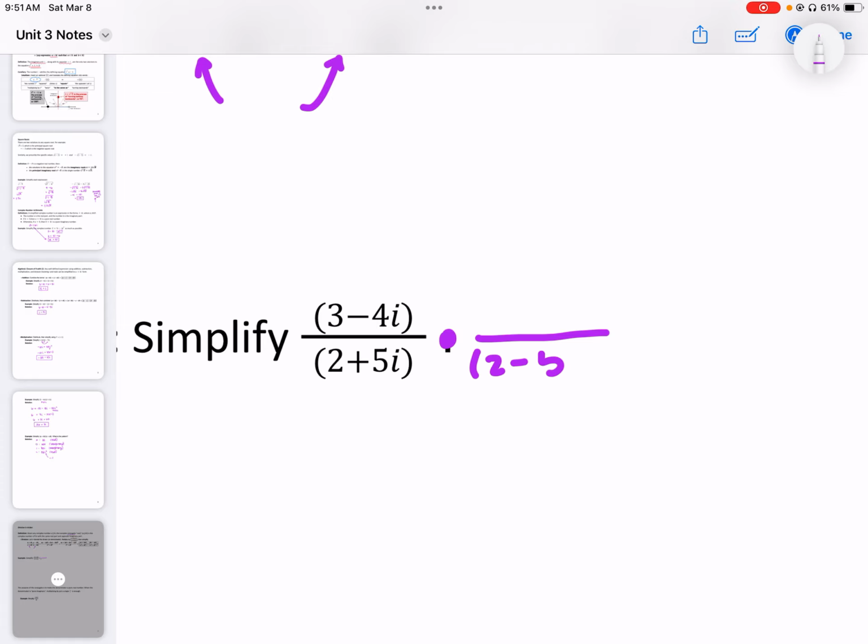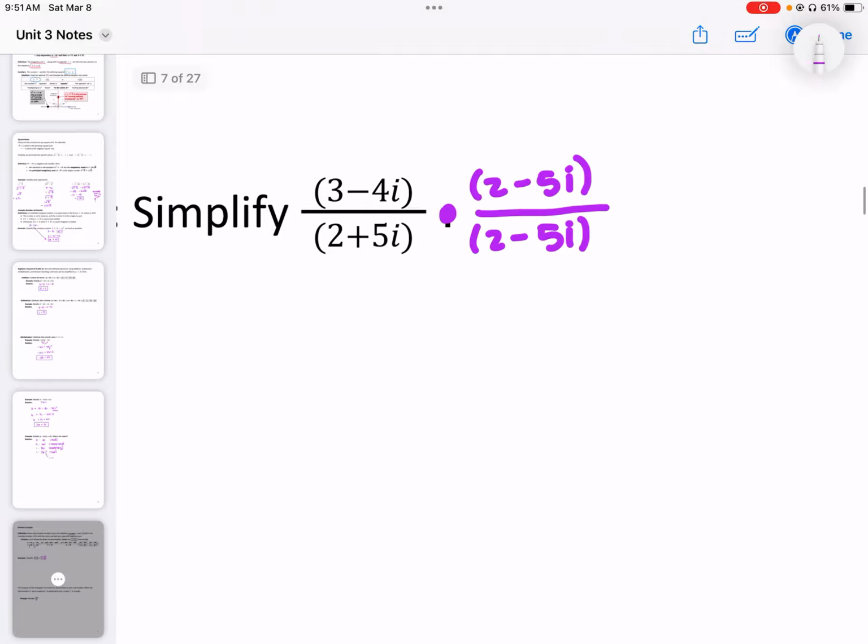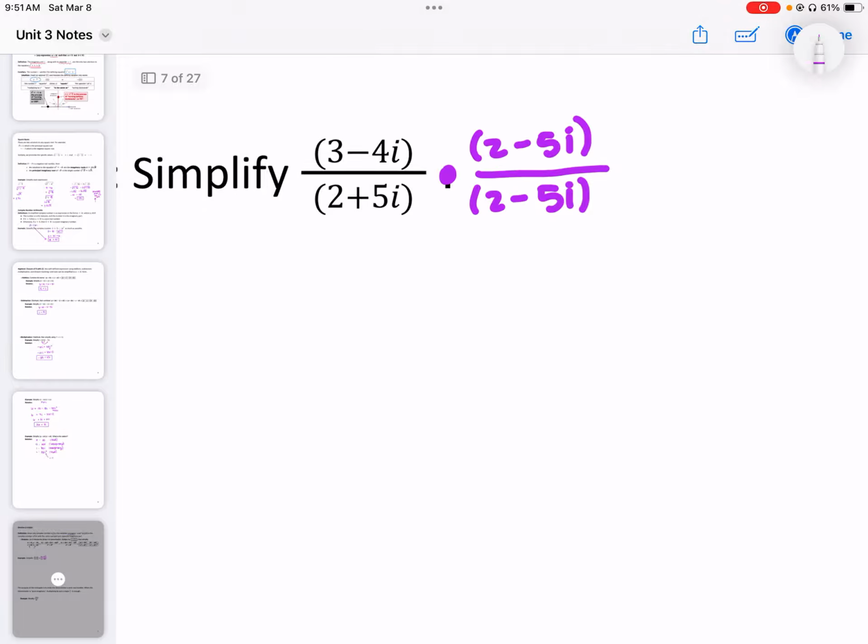So 2 minus 5i, 2 minus 5i. Yes, that does mean you are going to have to FOIL the top and the bottom. It does take a little bit of work, so take your time with it. Okay, so we'll have 6 minus 15i minus 8i plus 20i squared.